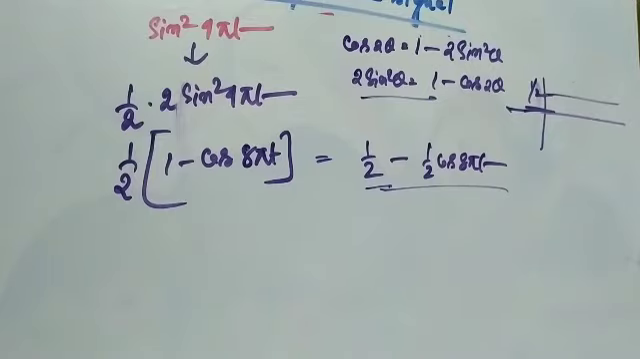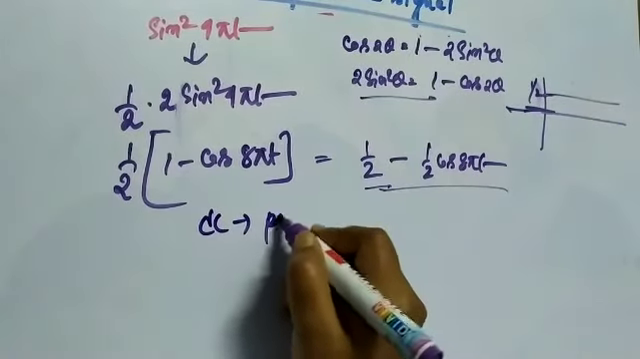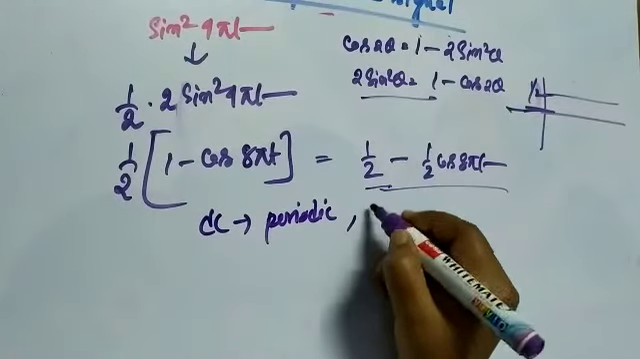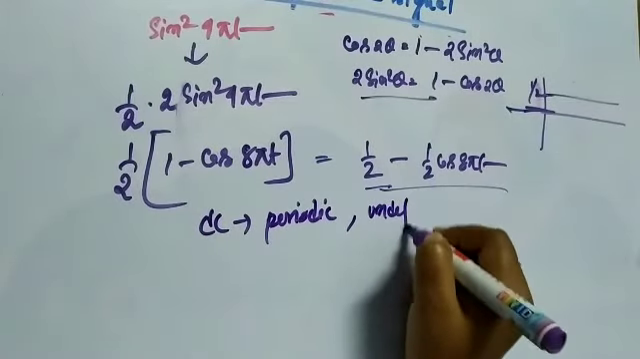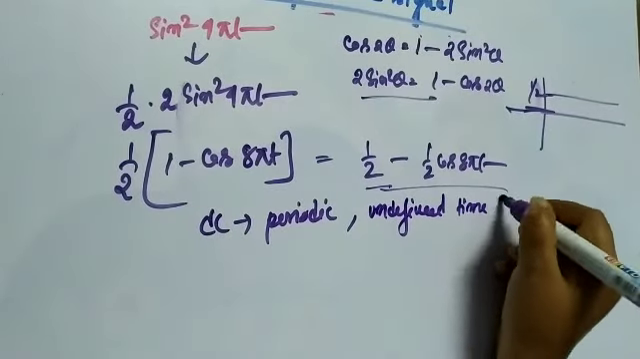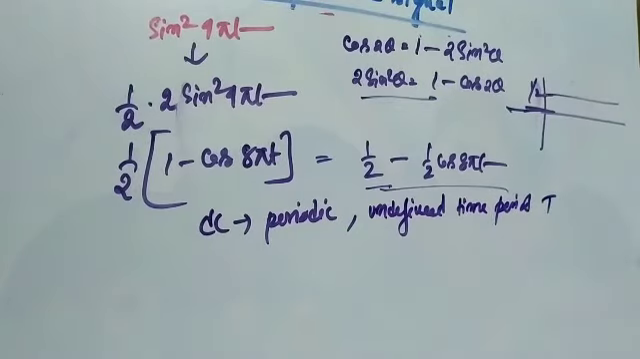So you should always remember one thing, that the DC value is periodic in nature, but with an undefined fundamental time period T.